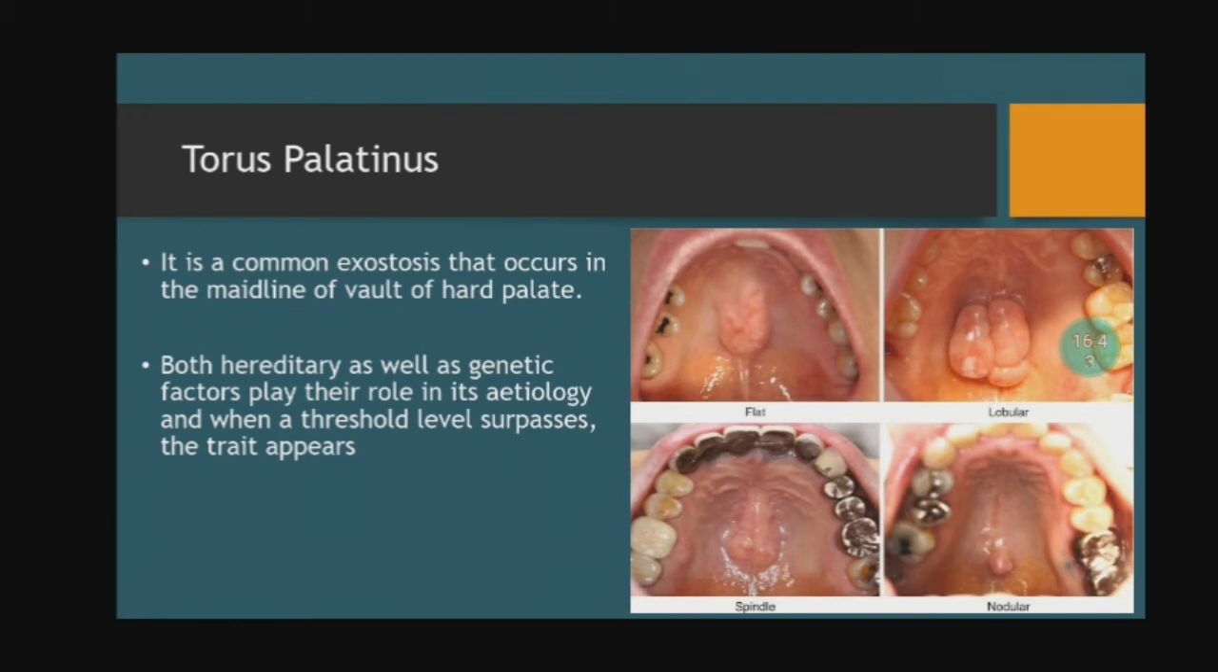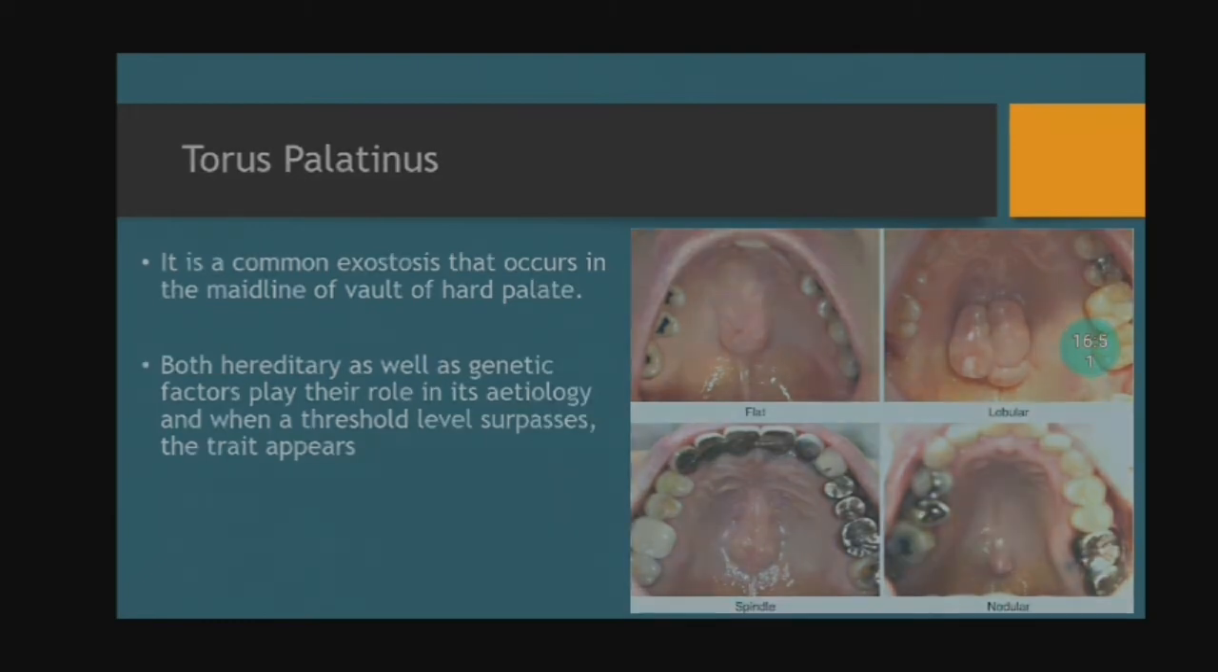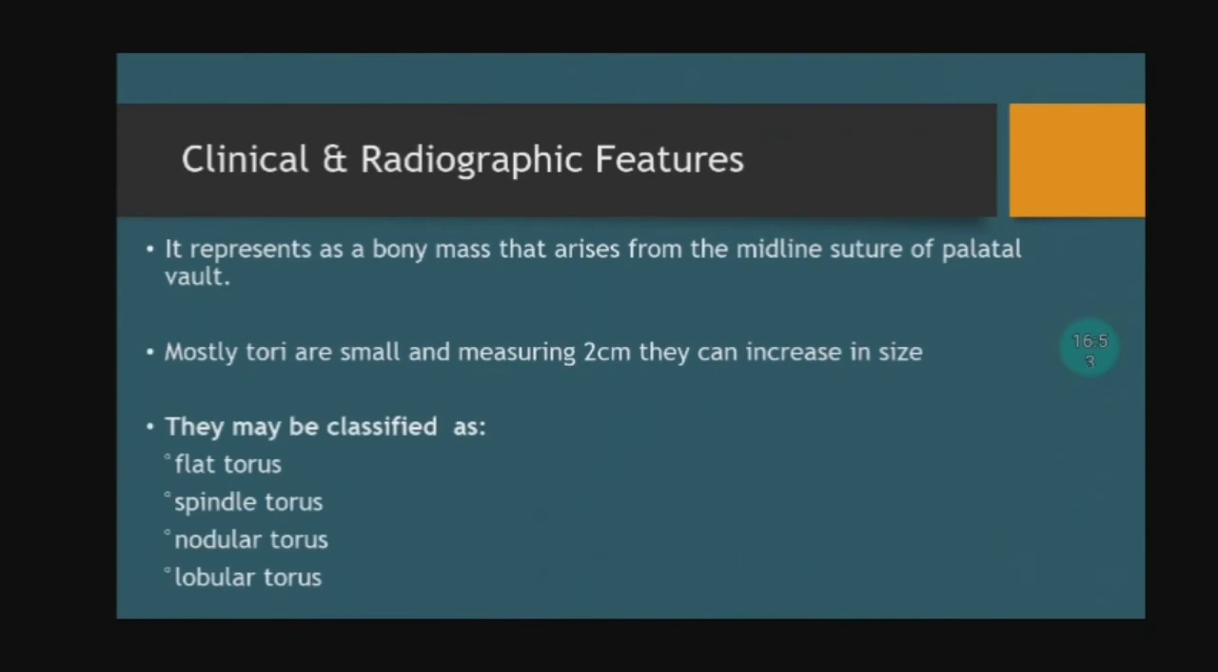Both hereditary as well as environmental factors play their role in its etiology, and when a threshold level is surpassed, the trait appears. Its clinical and radiographic features: it presents as a bony mass that arises from the midline suture of the palatal vault. Mostly they are small, measuring less than 2 cm, but they can increase in size. They may be classified as flat torus, spindle torus, nodular torus, and lobular torus.